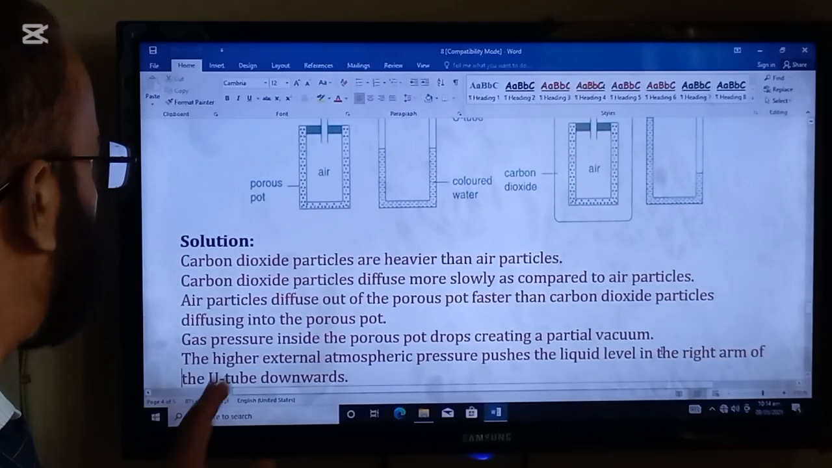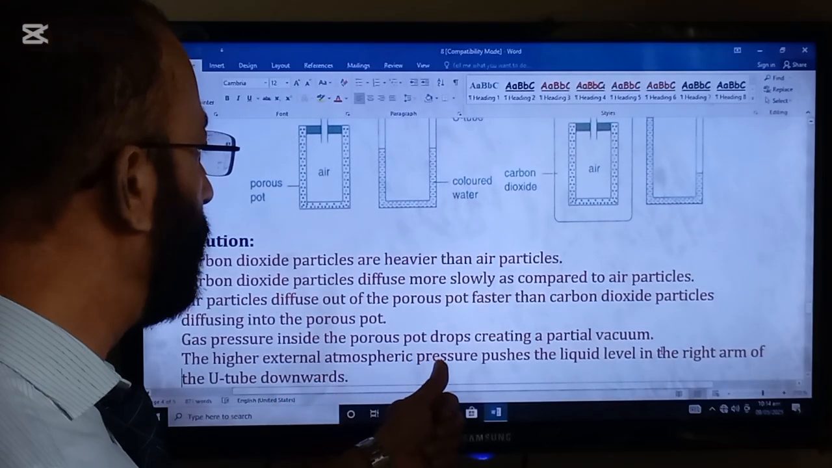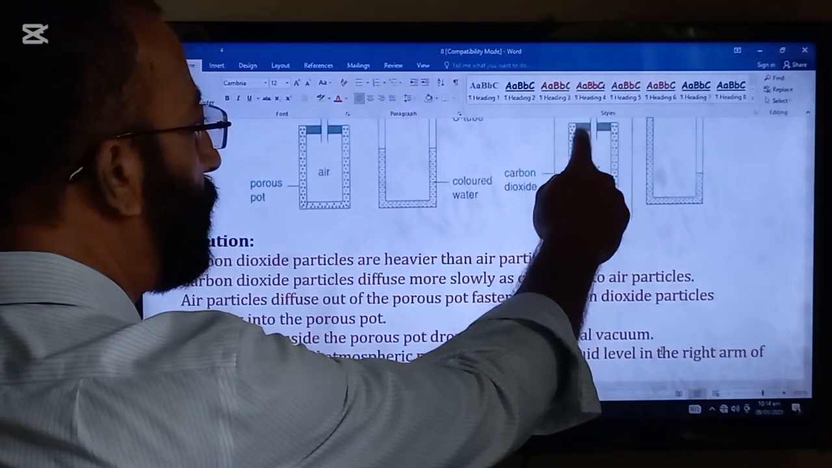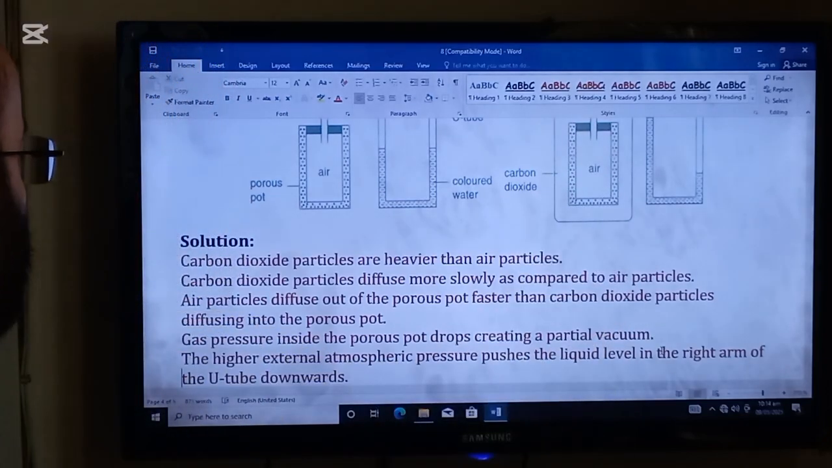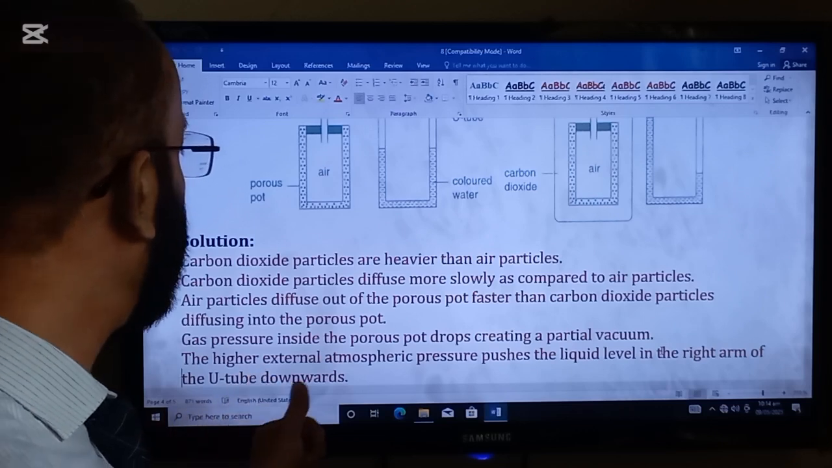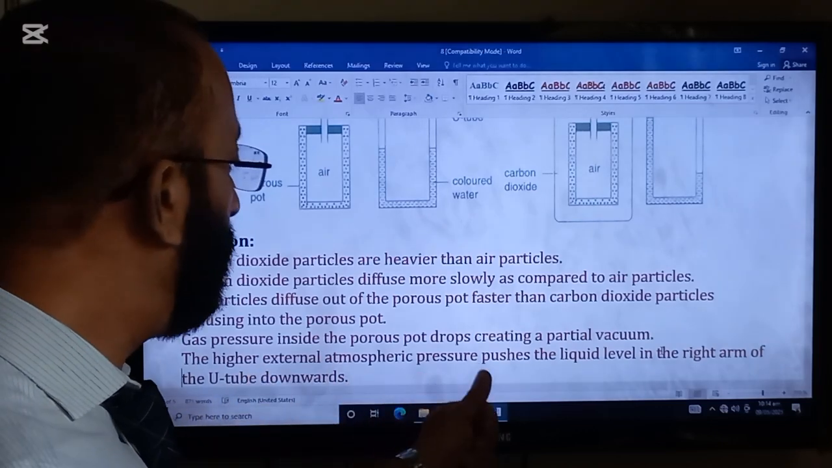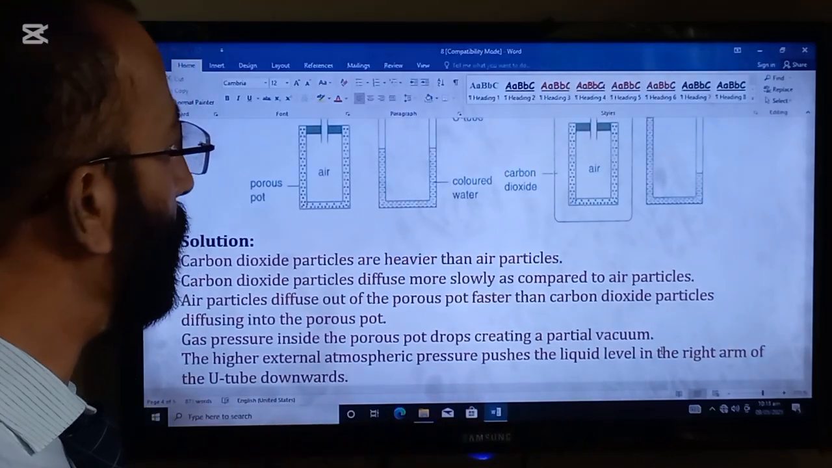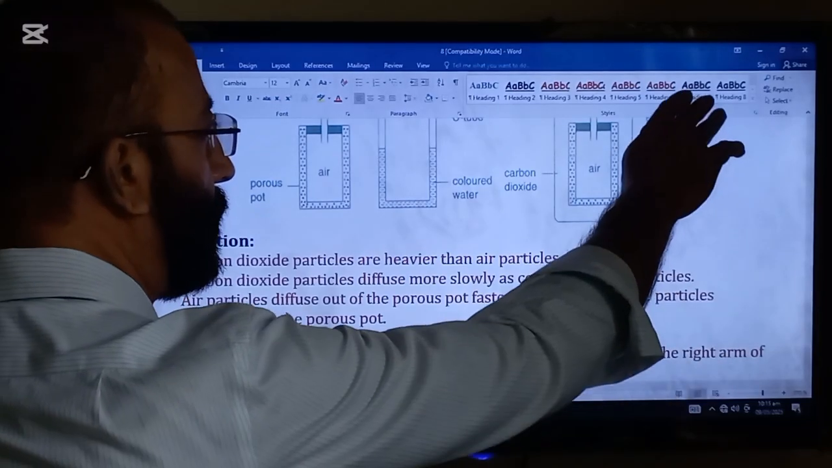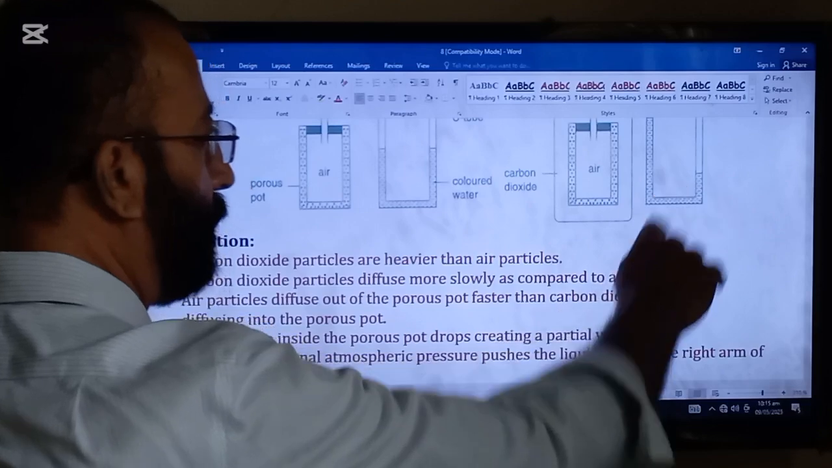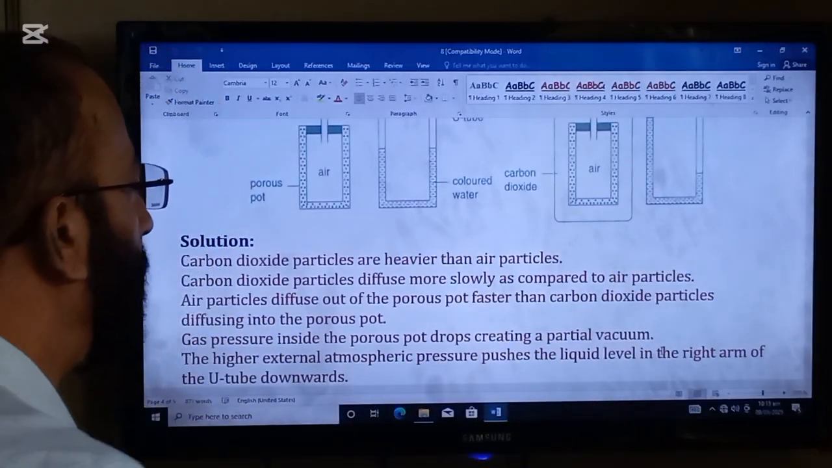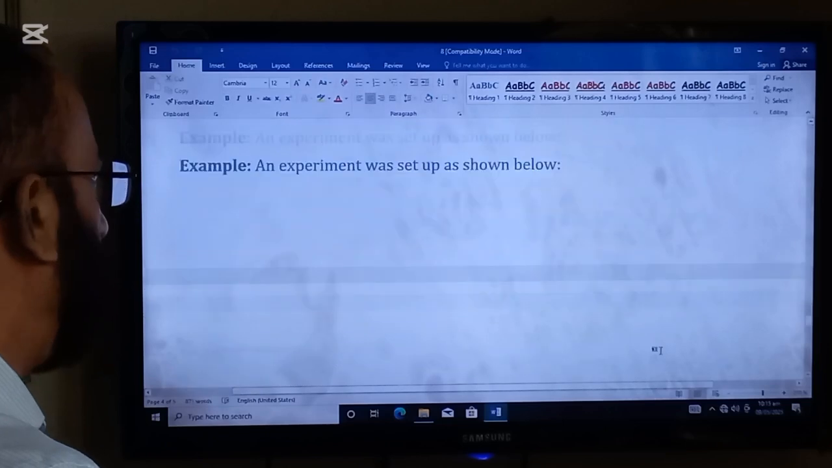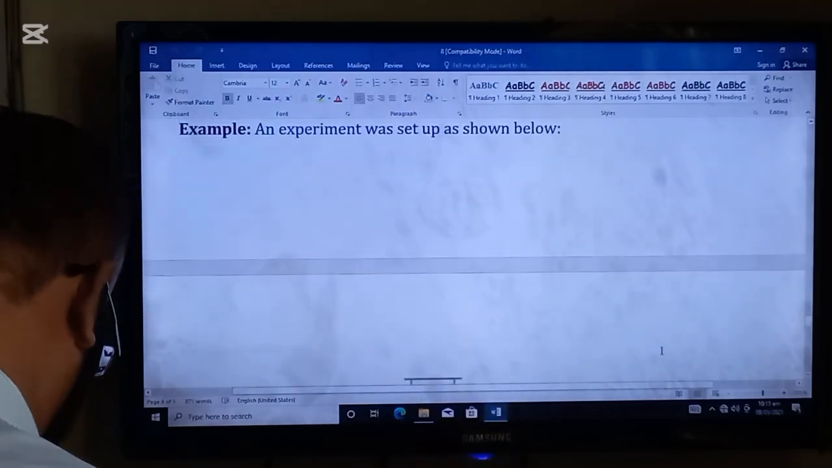Gas pressure inside the porous pot drops, creating a partial vacuum. So here we'll create a partial vacuum. The higher external atmospheric pressure pushes the liquid level in the right arm of the U-tube downward. So this will push downward because here is creating a vacuum. So this is the reason for the change.